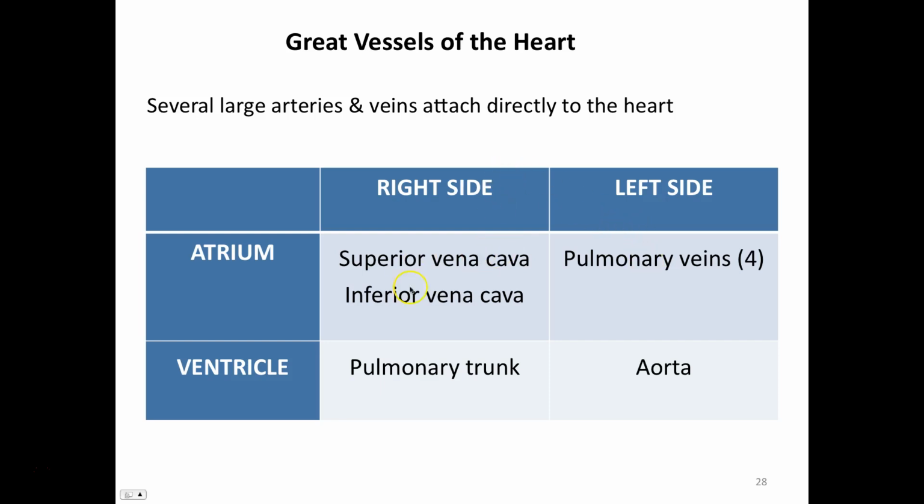The superior and inferior vena cava transport deoxygenated blood from the body and return it to the heart to start the oxygenation process again. On the right side, the great vessel or the large artery associated with the right ventricle is the pulmonary trunk. And then on the left side, the left ventricle, it is the aorta. It is the large vessel that's associated with this chamber of the heart.